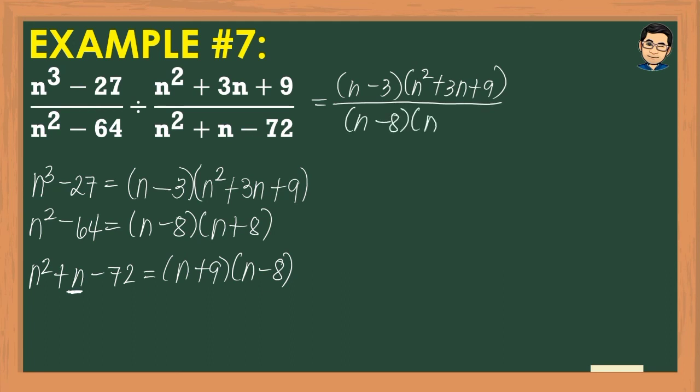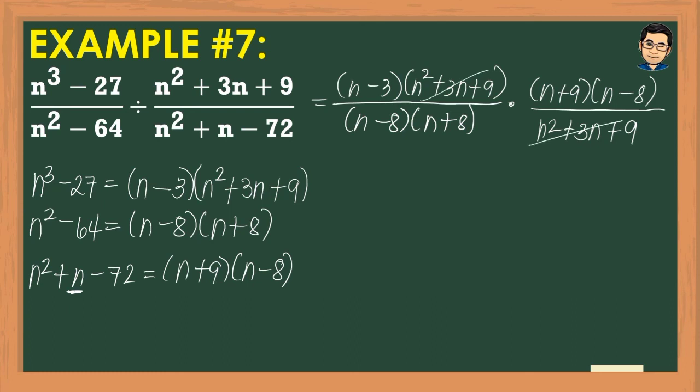Wala pong kaproblema sa multiplication and division as long as familiar po tayo sa mga factoring techniques. Then, the reciprocal, okay, now, we cancel out common terms. N squared plus 3n plus 9. N minus 8. Okay, so yung mga natira po natin, n minus 3 times n plus 9 all over n plus 8.